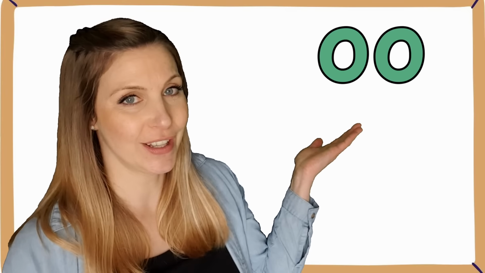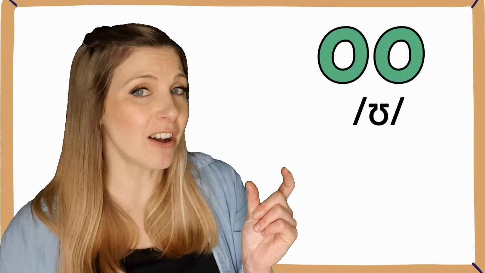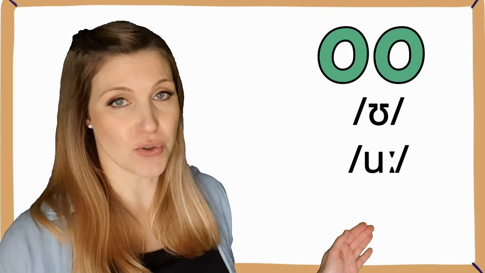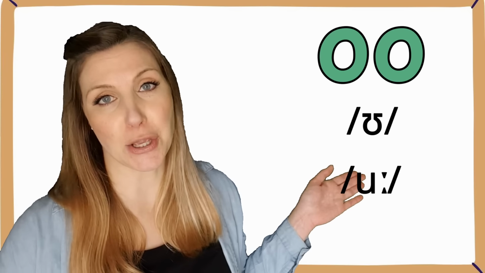Our next digraph is the OO sound, and that makes two different sounds again. It could either make a short sound, or it could make a longer sound, which is oo. So you've got the short oo, could be for book, and the long oo like in the word zoo. There will be a video where I'll be teaching you when this sound is the short sound and when it's the long oo sound. So keep looking out for that.